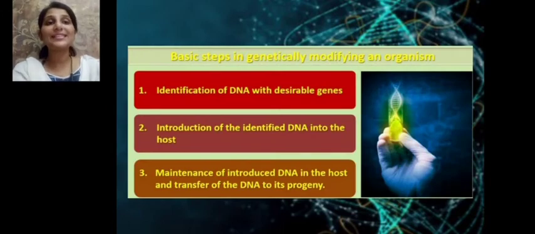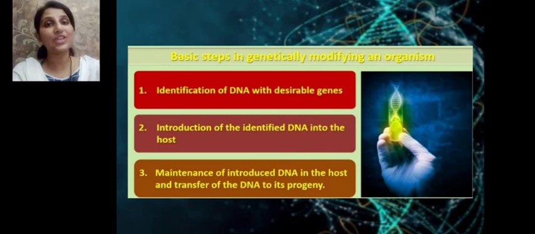So what are the basic steps in genetically modifying an organism? What are the steps involved in modifying the phenotype of an organism, or GMO, genetically modified organism? What are the steps in developing a GMO? The first is identification of a gene with a desirable quality or trait. Identification of a DNA which is having a desirable gene, and once that gene has been identified in a DNA, it is removed and introduced into a host. So introduction of the identified DNA into the host is the second step.